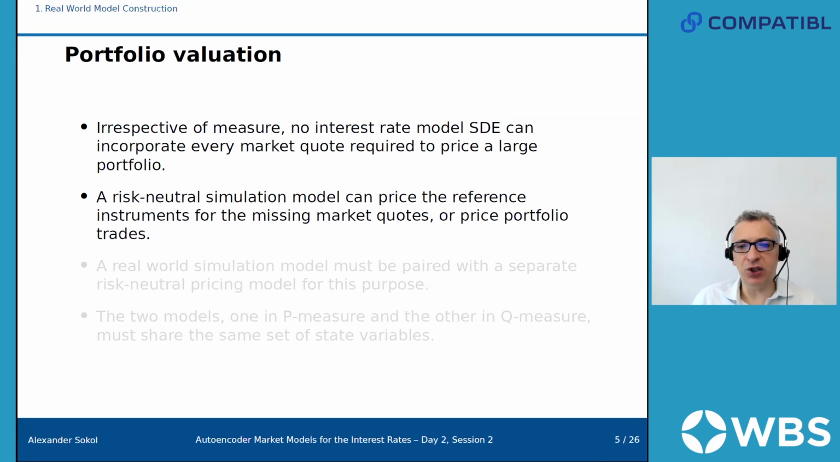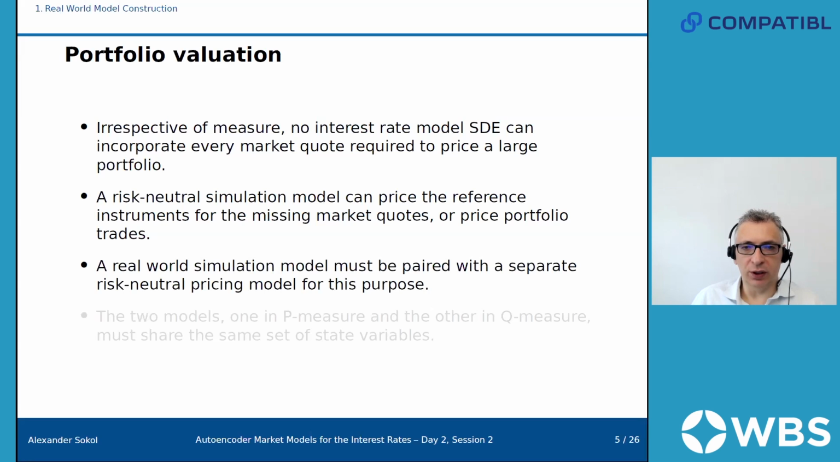But a risk neutral simulation model can price the reference instruments for the missing market quotes. For example, you can use your risk neutral simulation model to price swaptions and obtain the volatility surface at a future time. Or you can just directly price portfolio trades. A real world simulation model cannot do that because it does not have market price of risk. So it must be paired with a separate risk neutral pricing model for this purpose.